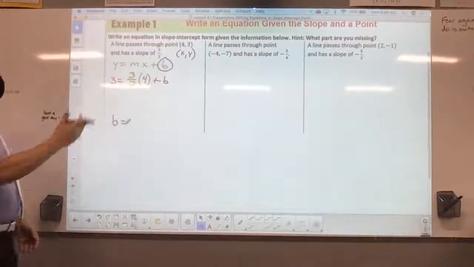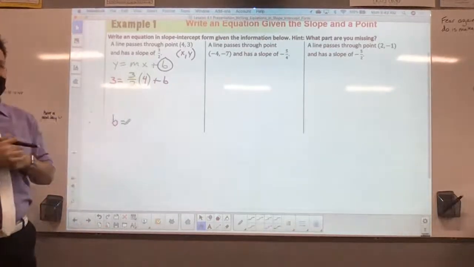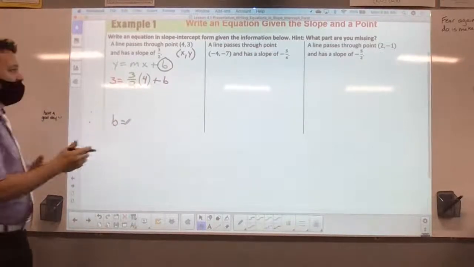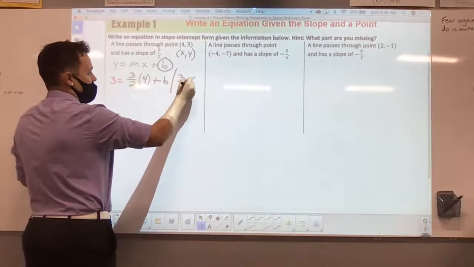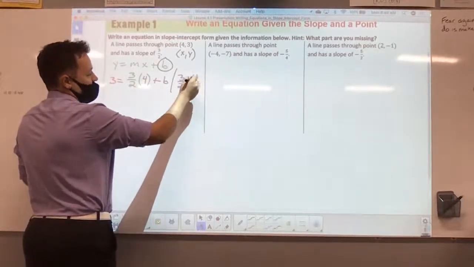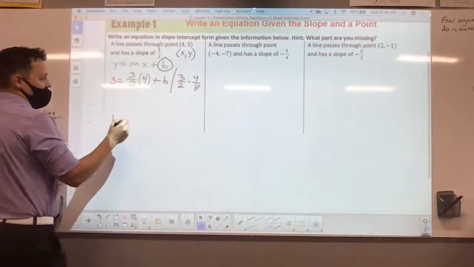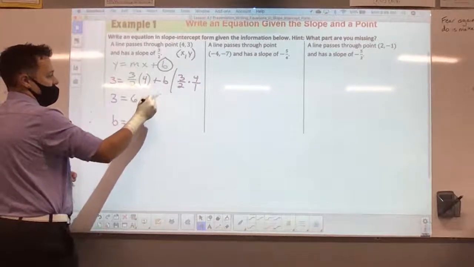Okay, so what would be my next step? Order of operations, right? Multiply these two numbers together. What's 3 over 2 times 4? If you guys don't know, it'd be 3 over 2 times 4 like this. So that would be what? 12 over 2, which is? 6. So it's going to be 3 equals 6 plus b.